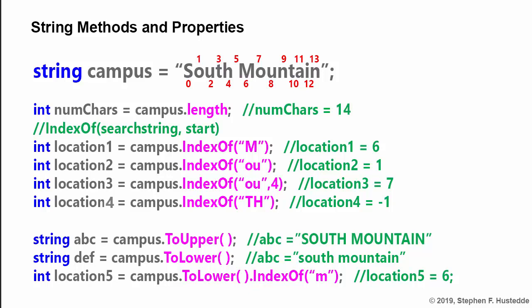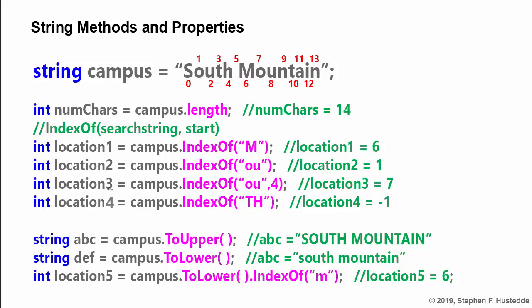The next one, int location 2 equals campus.indexOf, and I can give it a whole string. It's going to look for that string. It finds that string first at location 1, or index 1. So location 2 in this case is the value of 1. That's where it starts.